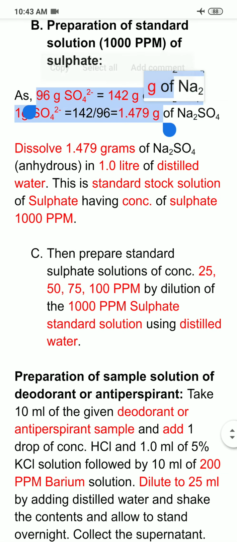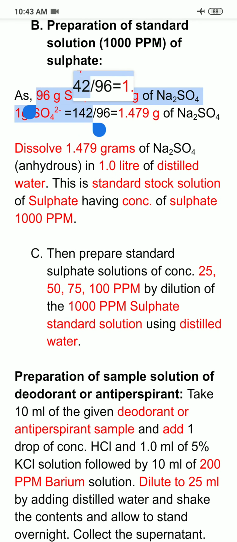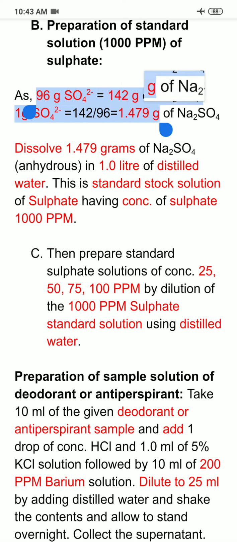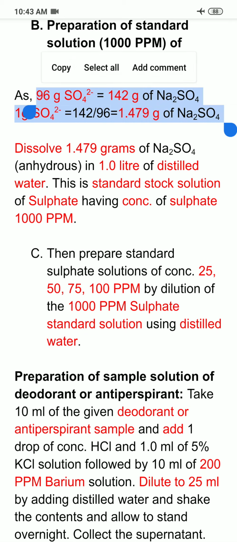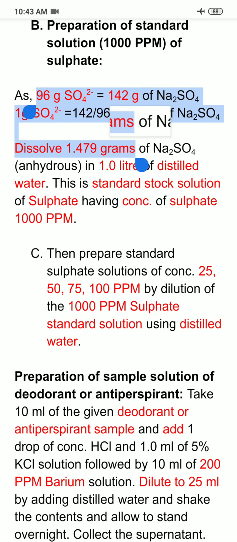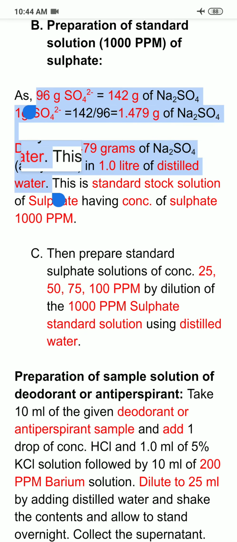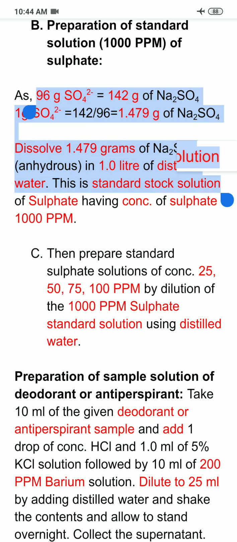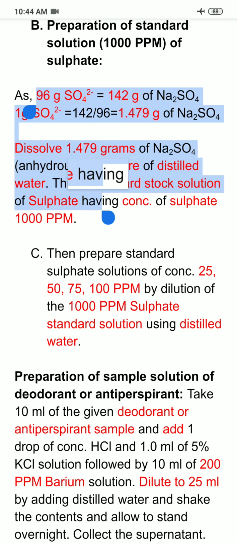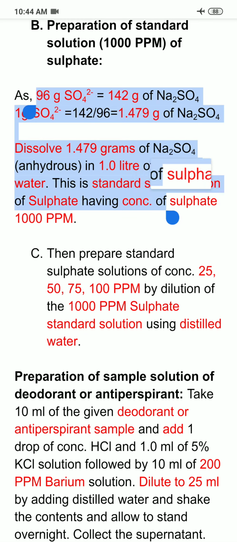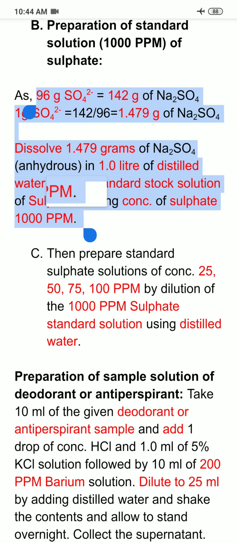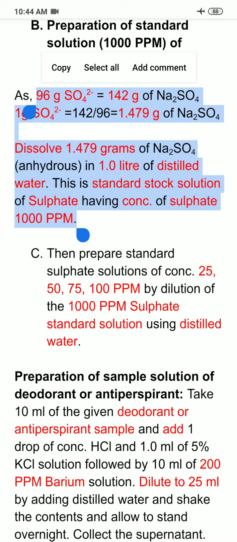So 1 gram of sulphate ion would be equal to 142 divided by 96, and this will be equal to 1.479 grams of sodium sulphate. So I can say that if I dissolve 1.479 grams of sodium sulphate anhydrous in 1 liter of distilled water, then it will have 1 gram of sulphate ions. So this will be the standard stock solution of sulphate having a concentration of 1000 ppm.